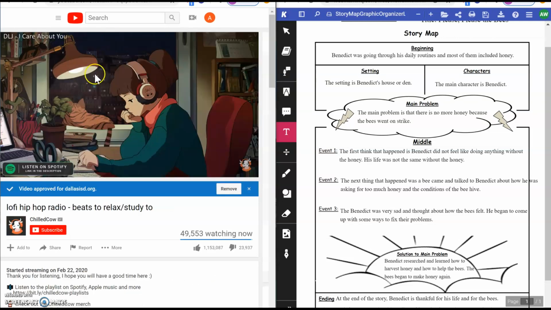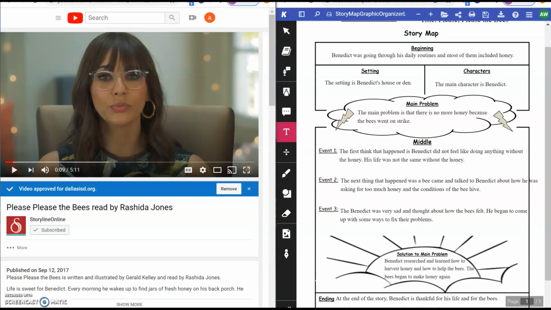Awesome. So now, boys and girls, what we're going to do is listen to Rashida Jones. She's going to read us a story called Please Please the Bees. While she's reading the story, I want you to glance over here at the story map that I've already filled out. After she's done reading the story, we will come back to the story map and talk through it as we go back through the text. All right, sit back and enjoy, boys and girls.